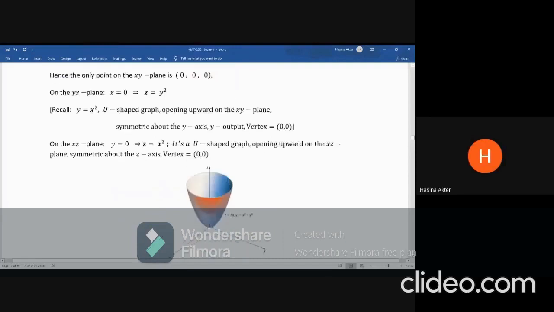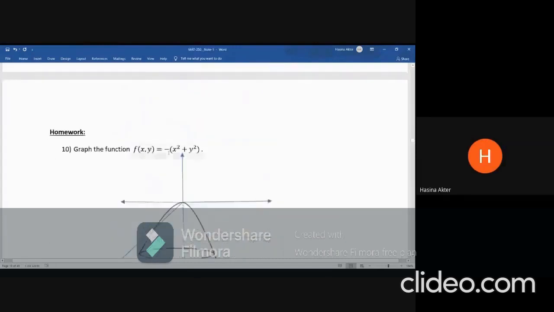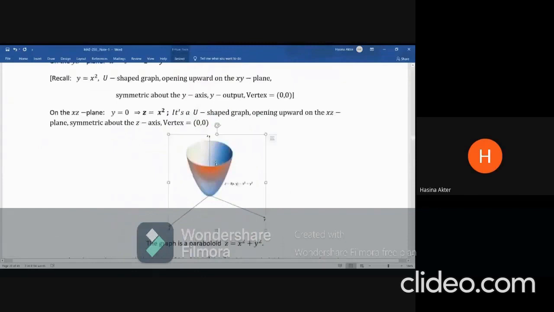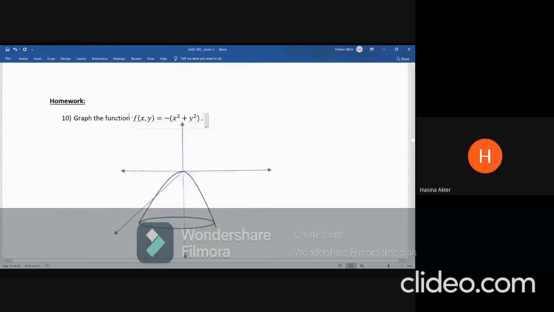So I'm back to exercise 9, because this is the reflection of the paraboloid which you got in exercise 9. It is symmetric about the z-axis, opening downward. Look at the function. This is a function of x and y. So z should be the output, right?